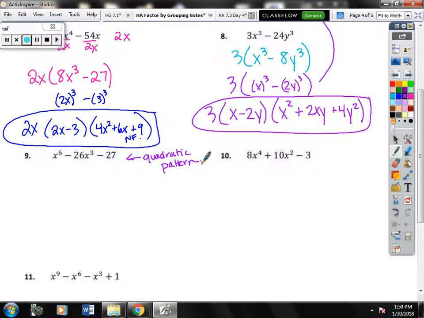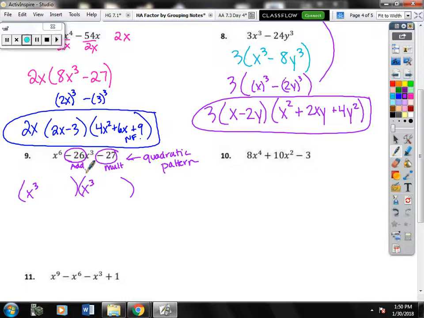If this were an x squared, we would just do x and x. That's why it's called a quadratic pattern. You're factoring it as if it were a quadratic, but you're just changing the exponents. So Jax, you're right. We're going to put x to the 3rd and x to the 3rd. 3 plus 3 will get me back to 6. Our last 2 terms have to multiply to negative 27, and they have to add to negative 26.